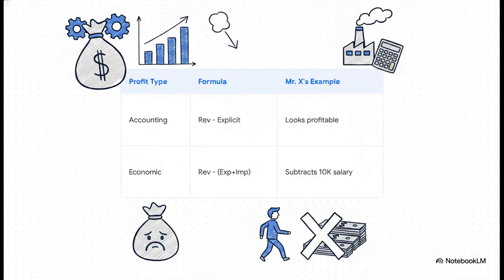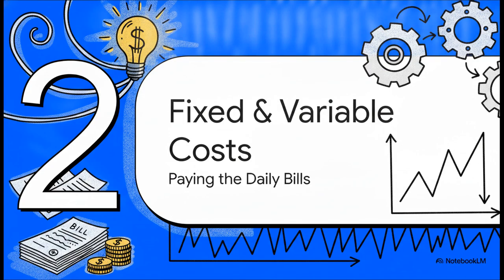Say Mr. X quit a rock-solid job paying him $10,000 a month just to start this firm. If we only look at his accounting profit, which is just total revenue minus those out-of-pocket explicit costs, hey, his business looks fantastic. It looks super profitable. But to find his true economic profit, we have to subtract the explicit costs and his implicit costs. We literally have to subtract that $10,000 a month salary he walked away from. Economic profit shows the real health of the firm because it factors in what he gave up. If his accounting profit is, say, only $5,000 a month, economically speaking, he is actually operating at a loss. Crazy, right?